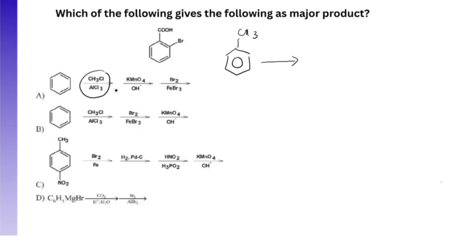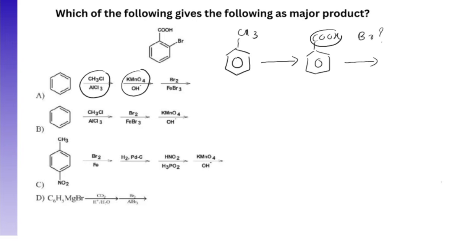This upon oxidation. So the moment you see KMnO4, you should know that it is a strong oxidizing agent. Therefore, you are going to get the benzoic acid. So we got this part now. So the last reaction here is bromination. So where the bromine should go?